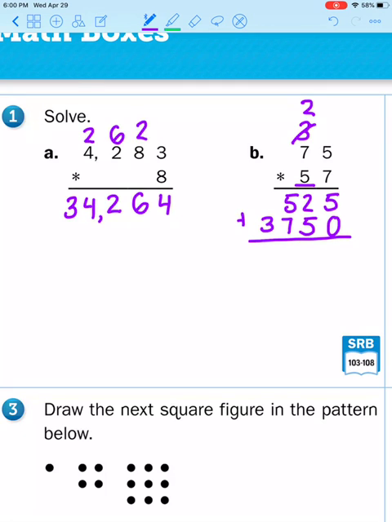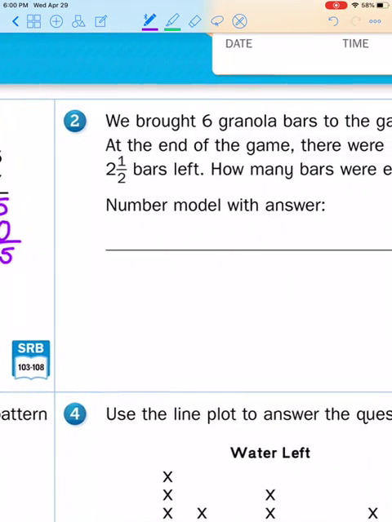And now we have to add. 5 plus 0 is 5. 2 plus 5 is 7. 5 plus 7 is 12. Carry the 1. 3 plus 1 is 4. So your answer is 4,275.